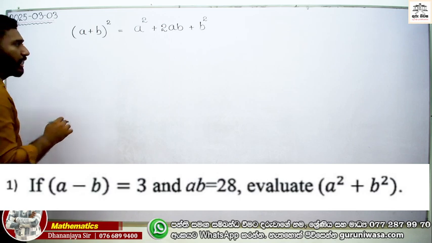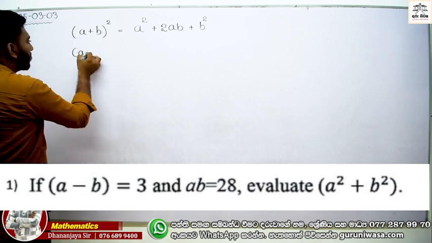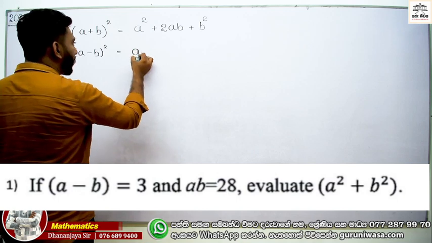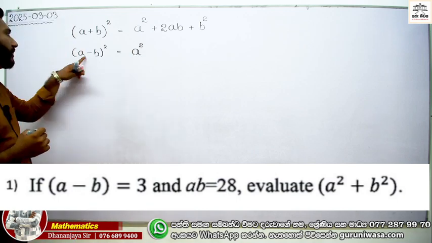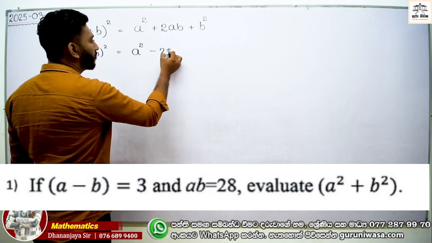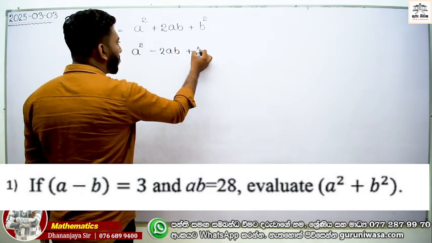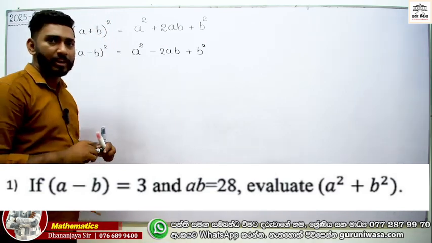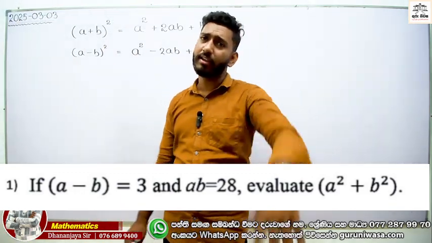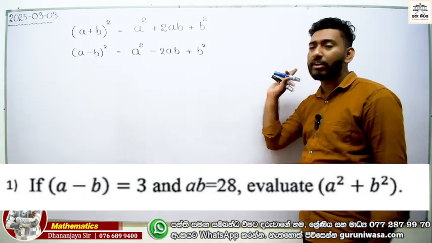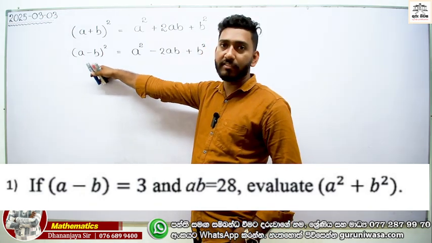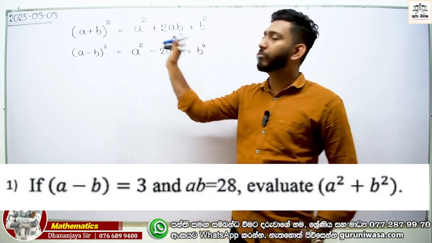And what's the next one? a minus b to the power of 2. What is the expansion? Square of the first term. Different signs, therefore the middle one becomes negative: minus 2 times a times b, minus 2ab, plus b squared. First term and last term are always plus, and the middle one becomes negative if we have two different signs. But with the same signs, all terms become plus.